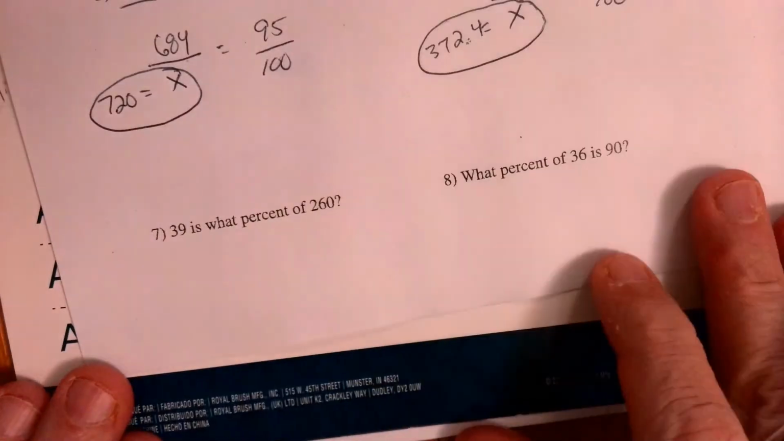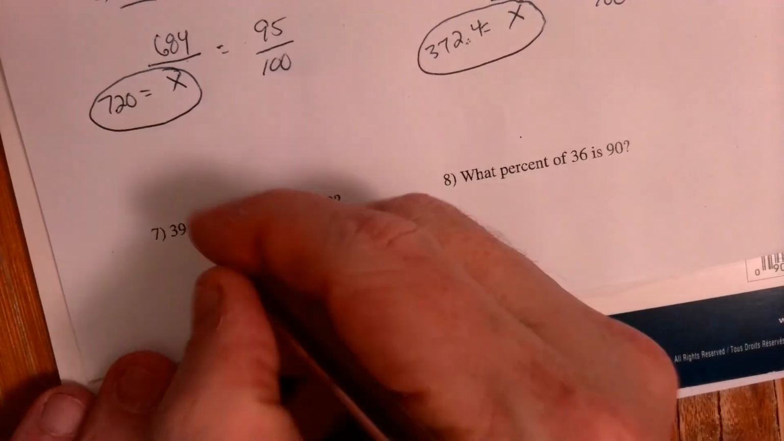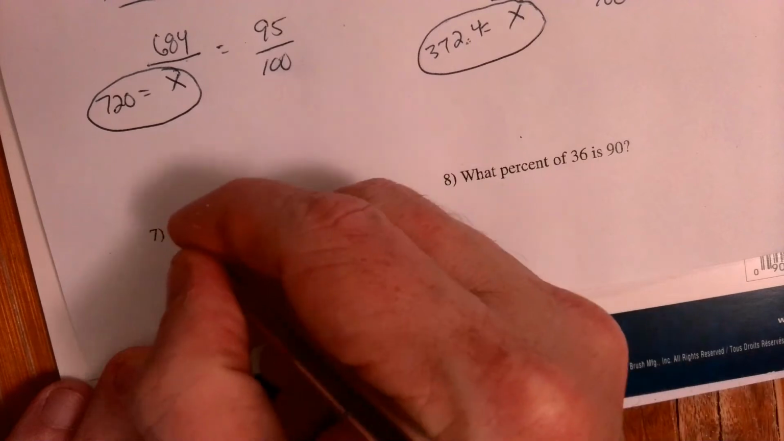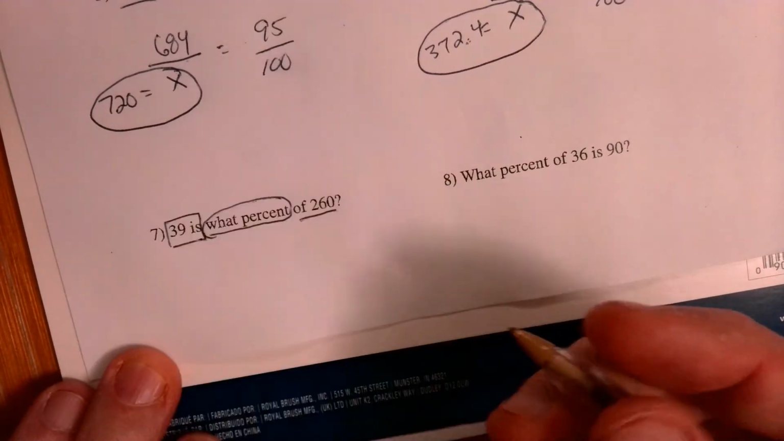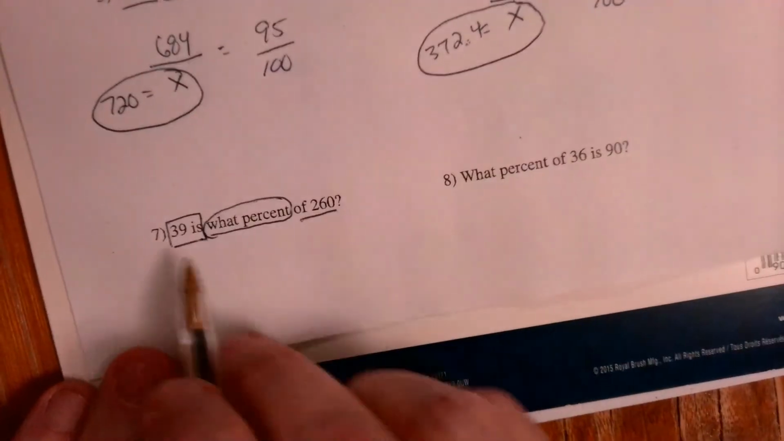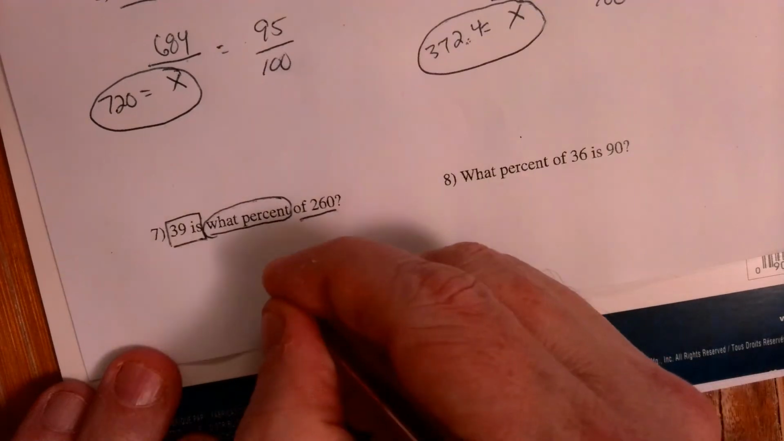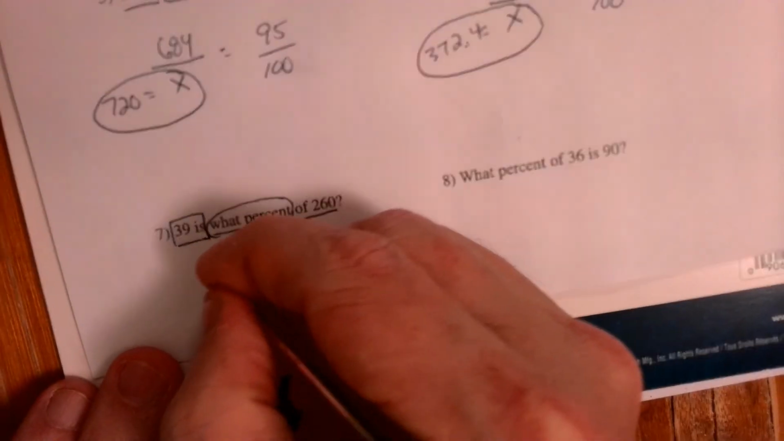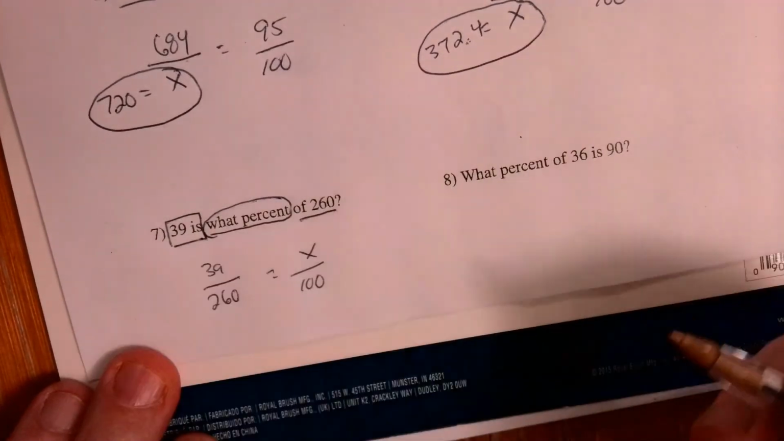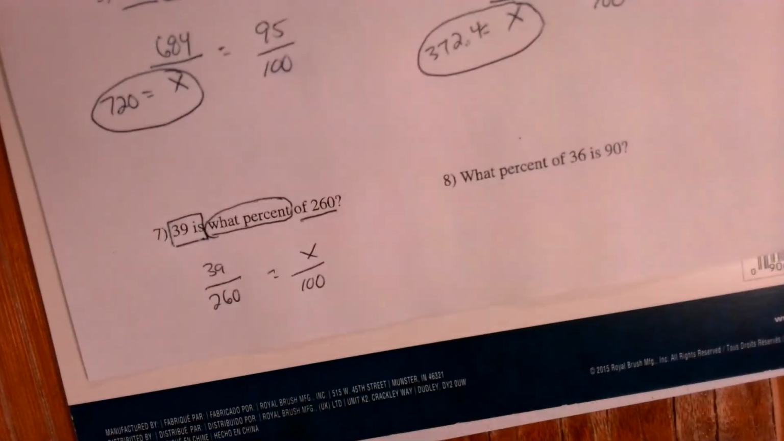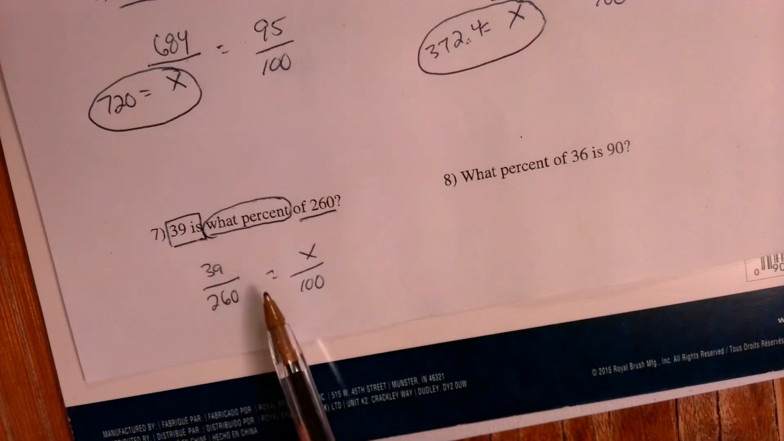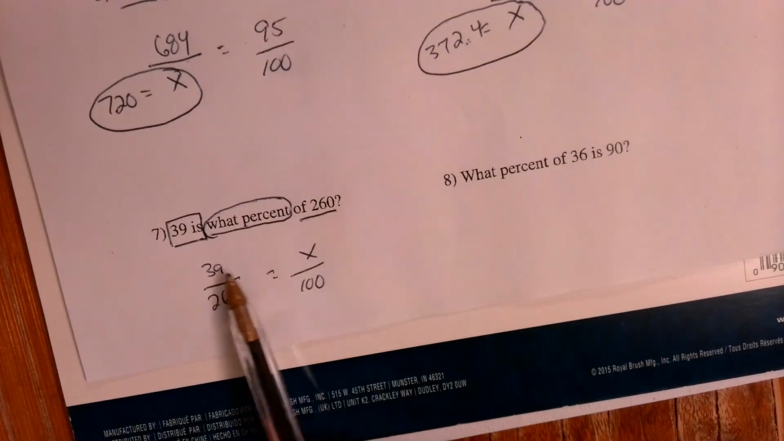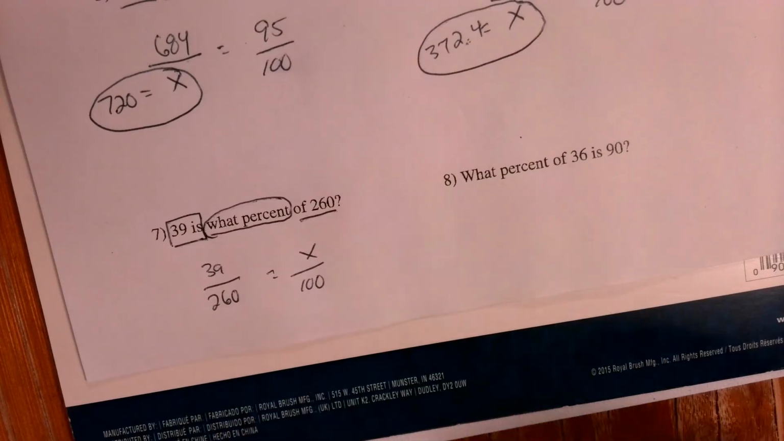Perfect. 39 is what percent of 260? Okay? They give you the "is" and the "of." Here's your part, here's your total. They want to know what percent. X over 100 equals 39 over 260. Okay, there's your proportion that you can set up. You got your part, didn't do well, right? 39 out of 260 is not going to be a good percent. Multiply diagonally, 39 times 100 divided by 260, see what you get.